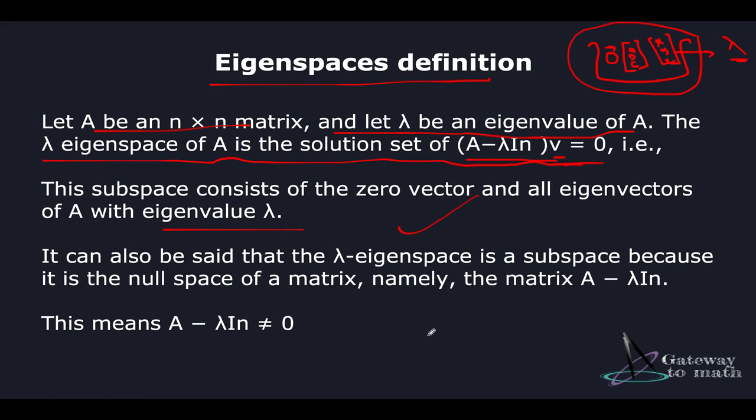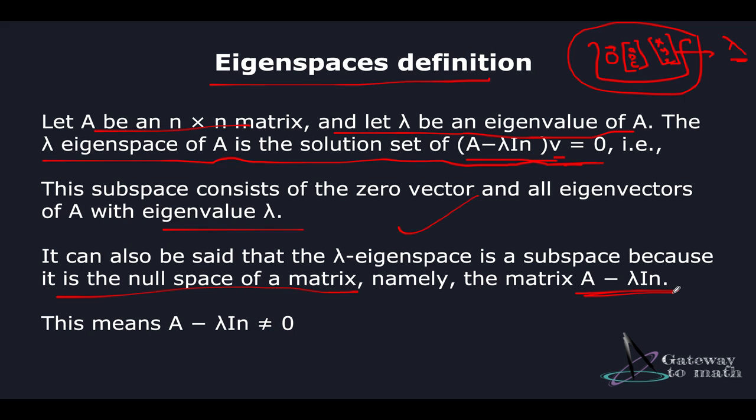Now there's a third way of actually understanding this. Now it can also be said that the lambda eigenspace is a subspace because it is the null space of a matrix. It is a subspace because every subspace is actually a container holding some values. This is also a container holding some kind of vectors together which have similar eigenvalues, right? So this is also a subspace because it is the null space of a matrix, namely this matrix.